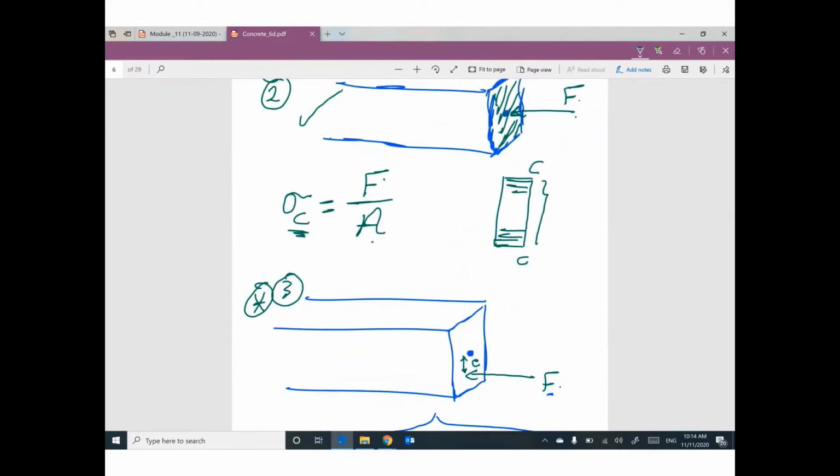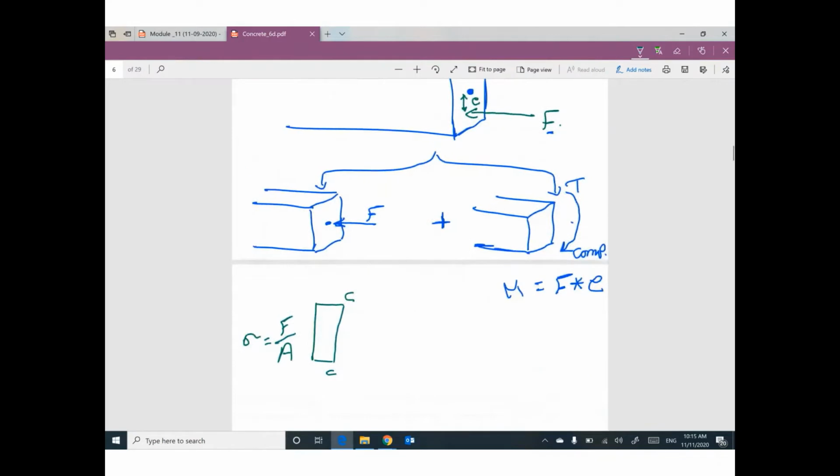The second one will give us a moment. We are under the effect of a moment, and this moment equals force times eccentricity. This moment will cause compression at the bottom, tension at the top, and in between we have the neutral axis here.